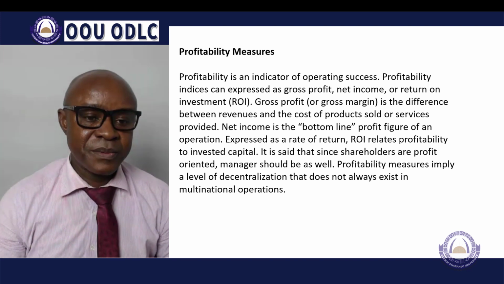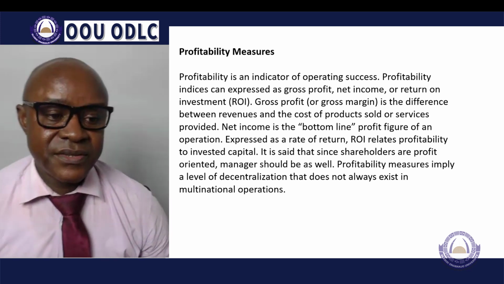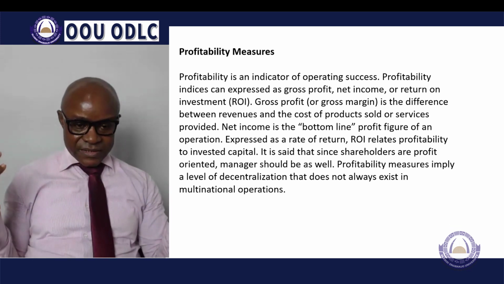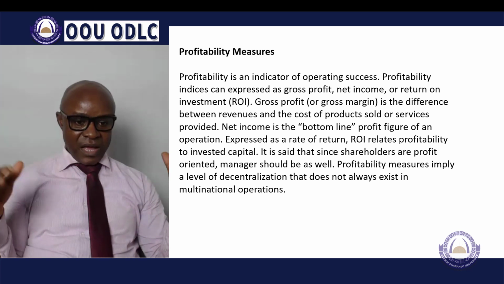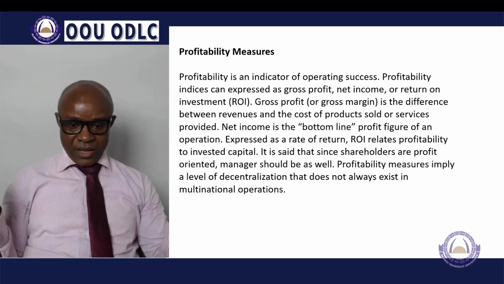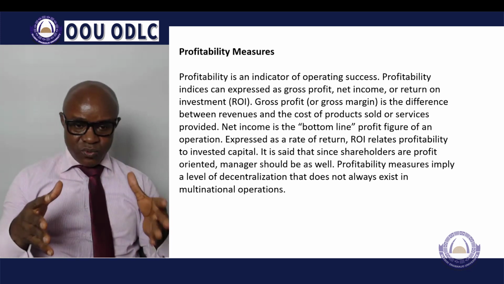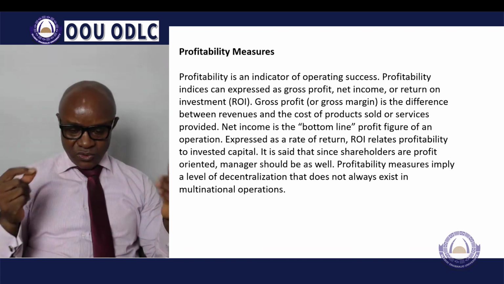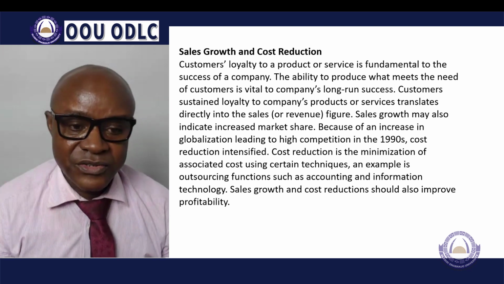Now let's look at profitability measures. This is an indicator of operating success. The profitability indices may be the gross profit, it may be the net income, it may be return on capital employed, it may be gross margin, and so on. So you have different profitability measures. But the key thing here is that this is one of the metrics used by the parent company to evaluate the performance of the subsidiaries.